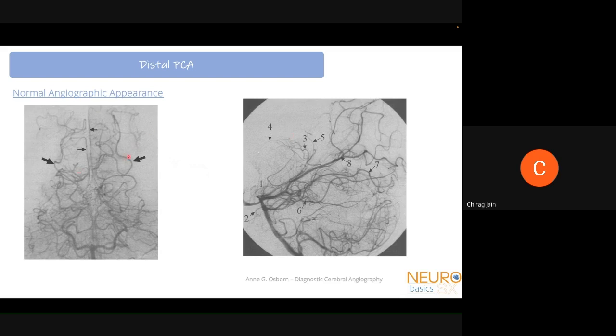This is the normal angiographic appearance of the distal PCA. So here we can see the distal branches of the PCA, the calcarine arteries and the parieto-occipital arteries, which are running in the calcarine fissures.